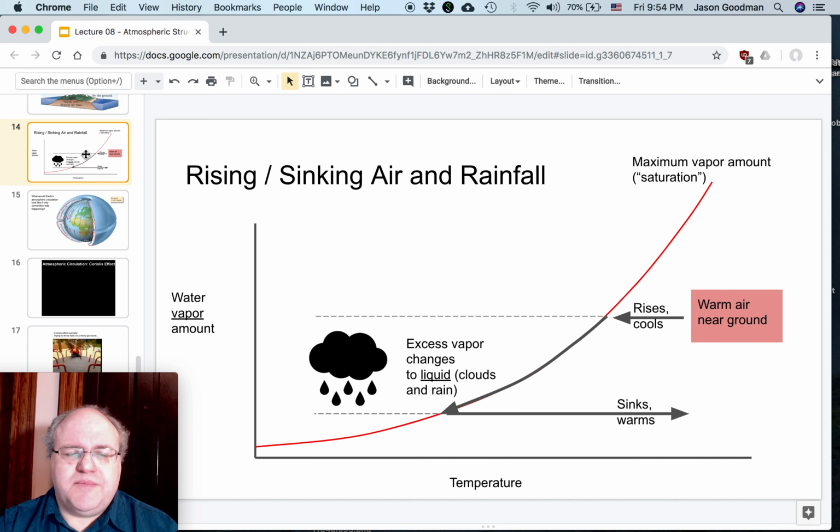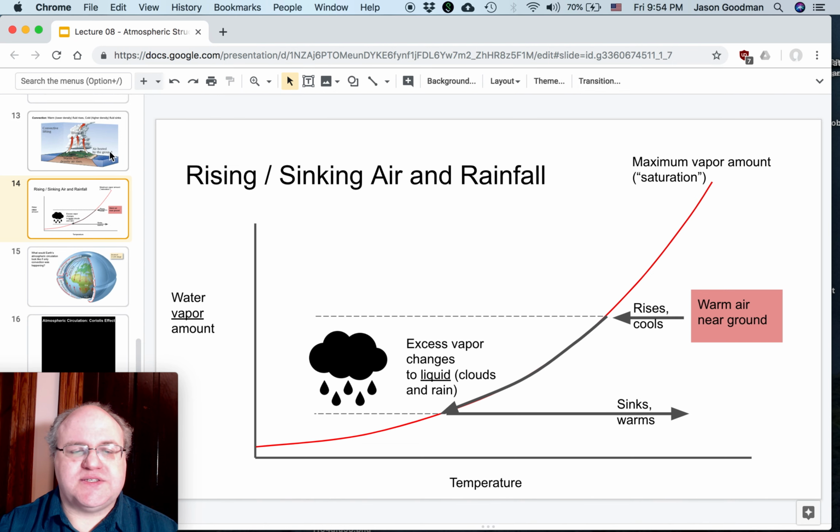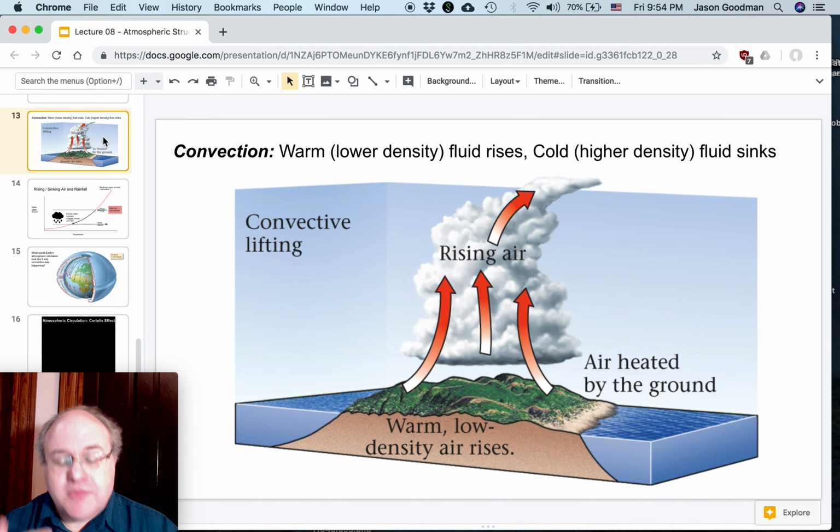Next thing we want to talk about is motion of the atmosphere. All right, what causes winds? How do they blow? What direction? And that sort of thing. All right. So here's the core idea. Warm air rises, cold air sinks. We've got this convection pattern that we were talking about.